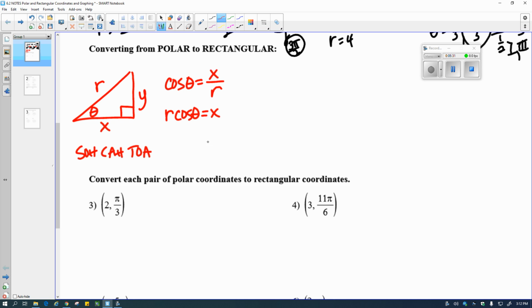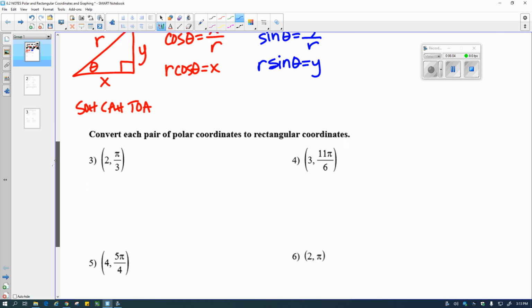Now I want to go through the same concept, but this time with my y. And so if I want to include y and theta and r, because I'm going to be given theta and r, or r and theta, and I want to be able to find y from that, I want to only include y and theta and r. And so I would use the sine of theta equals the opposite over the hypotenuse. And again, when I solve, r times the sine of theta will be y. So again, I'm going to go ahead and take those formulas and use them.